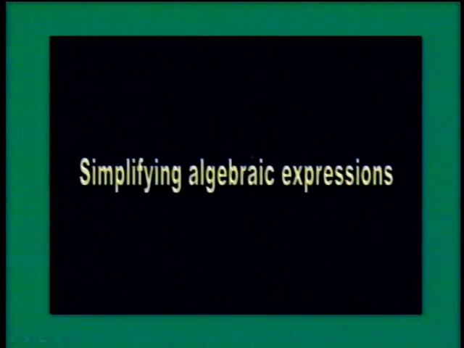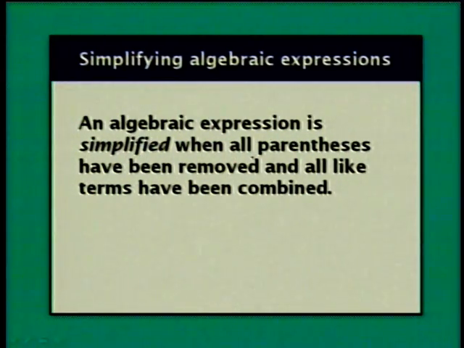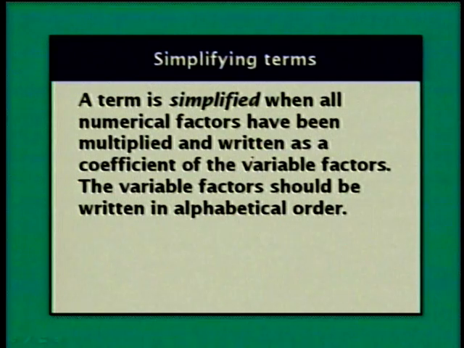Now I want to look at simplifying some more complicated algebraic expressions. I want to start with a definition of simplifying an algebraic expression. An algebraic expression is simplified when all parentheses have been removed and all like terms have been combined. A term is simplified when all numerical factors have been multiplied and written as a coefficient of the variable factors. The variable factors should be written in alphabetical order.